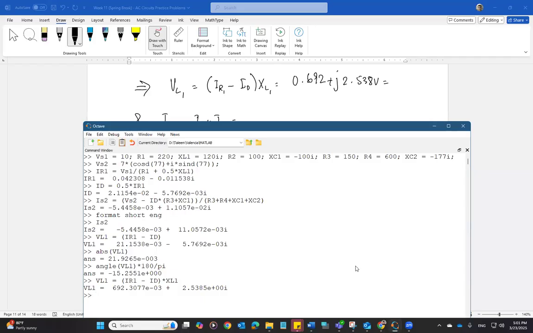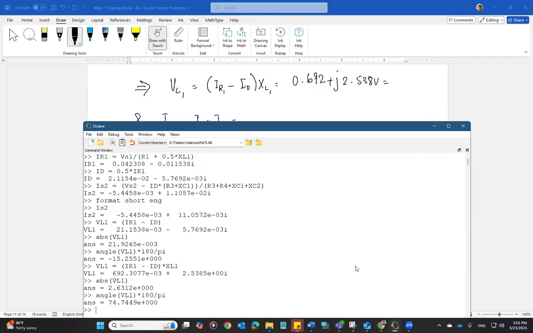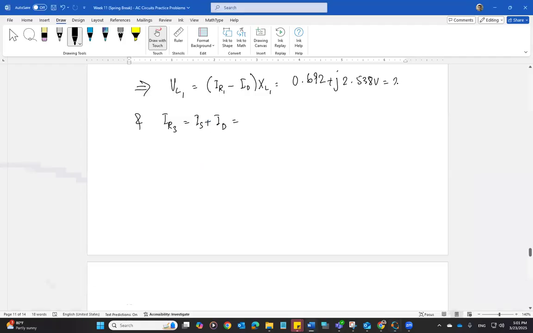which in polar form, absolute of VL1 and angle of VL1, is 2.63 angle 74.74 degrees.